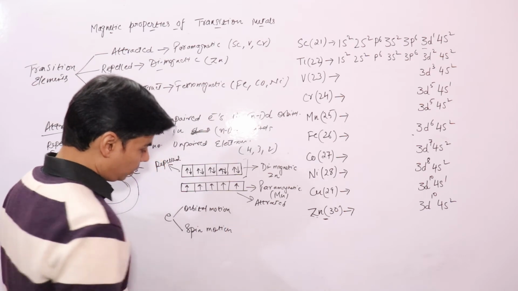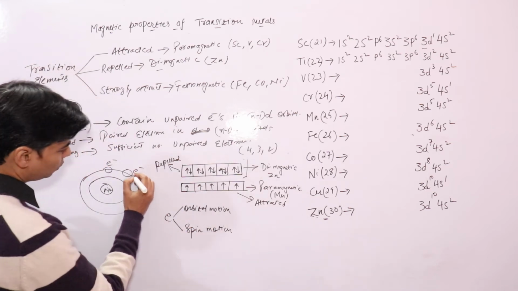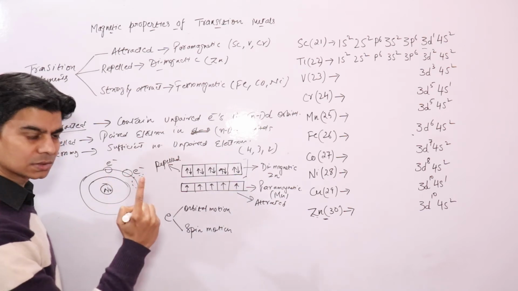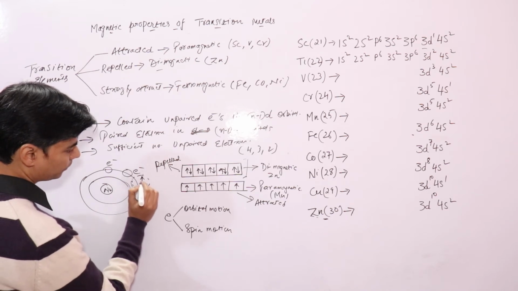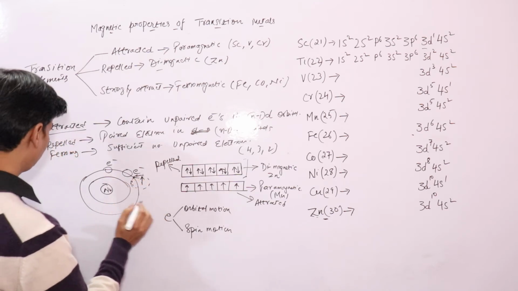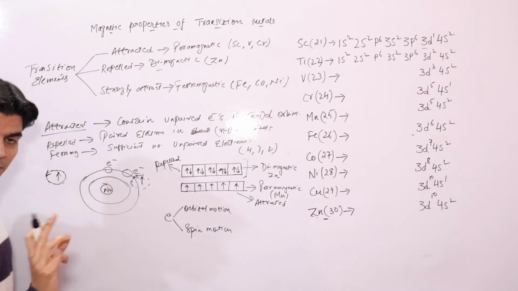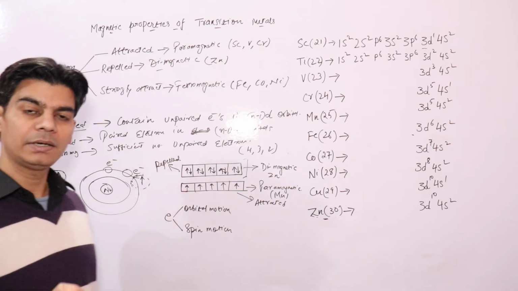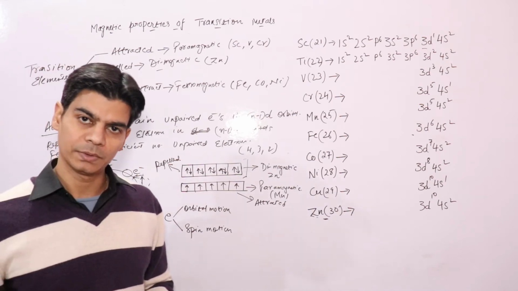Now orbital motion is due to electrons revolving around the nucleus, and spin motion is due to the electron spinning. It is spinning around its own axis, in one direction. When it spins, it creates a magnetic field. So due to orbital motion you have a magnetic field, and due to spin motion you have a magnetic field.